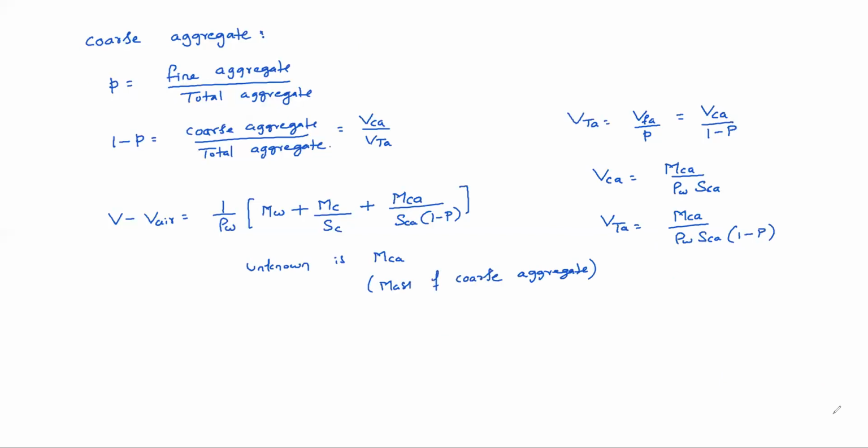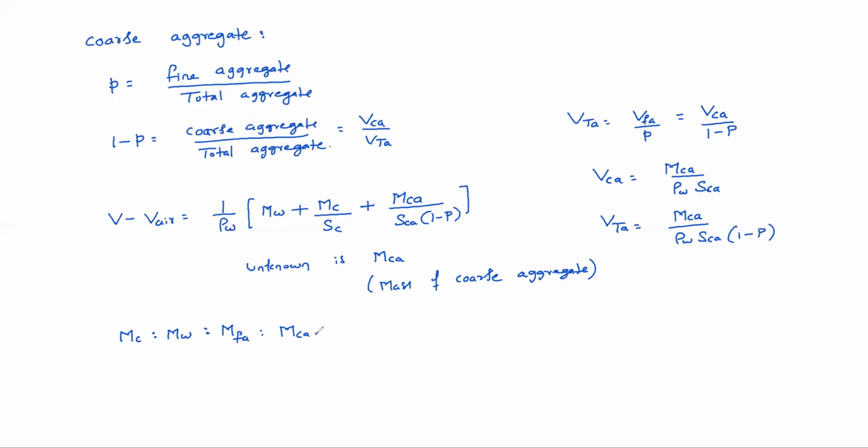So finally, masses. Finally, mass of cement is to mass of water is to mass of fine aggregate is to mass of coarse aggregate. You can write it like this, or otherwise reverse. These are the ratio proportions.